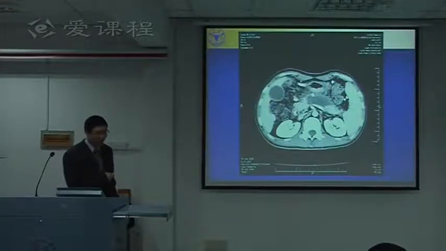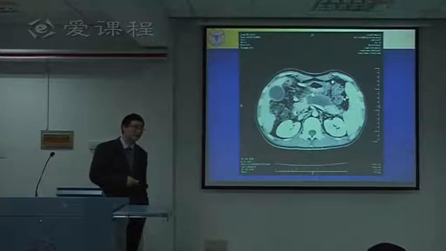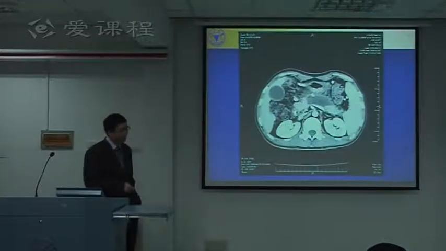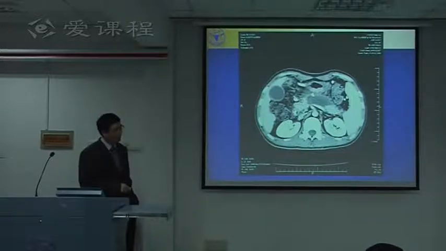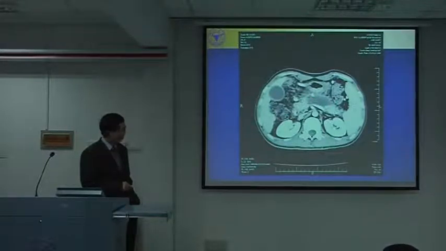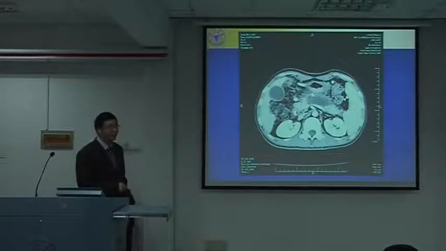So every time a person has pancreatitis, he would have gallbladder edema? In pancreatitis patients, many people have gallbladder edema.